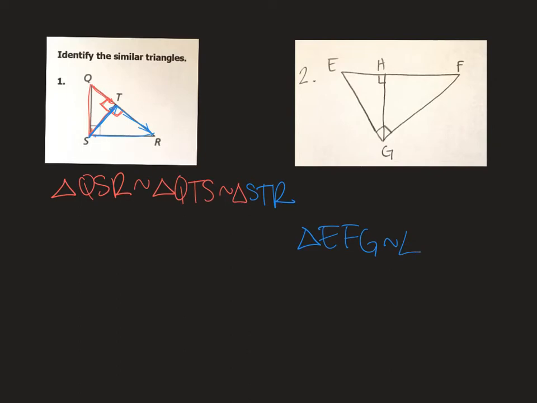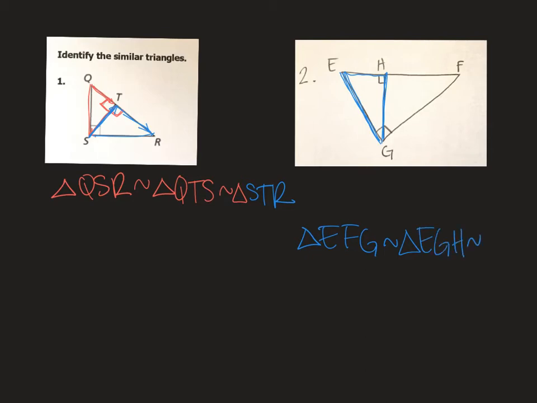And then I'm going to start with my triangle on the left. So I did hypotenuse, long leg, short leg. So my hypotenuse on this triangle on the left is this side EG, and my long leg would be GH. So I'm going to go E to G to H.